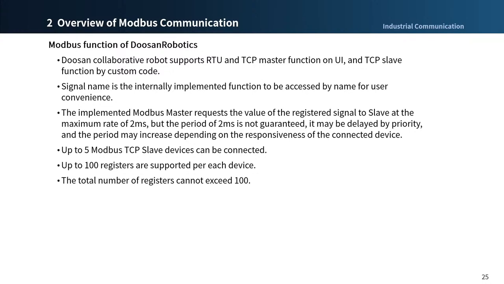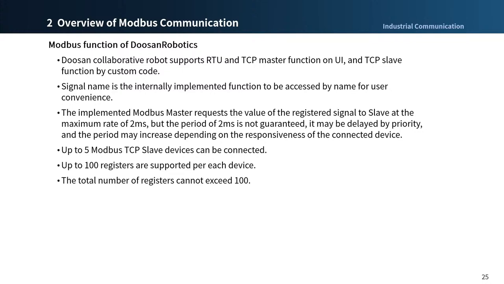Now I want to explain the features of Doosan Robotics Modbus. RTU and TCP master can be used as UI on TP, and the slave function must use DRL. The signal name function is made for user convenience and is not provided in the Modbus standard. It does not provide real-time communication function and is implemented to scan recognized signals internally at a speed of up to 2 milliseconds. However, the scan cycle may vary depending on the system load.